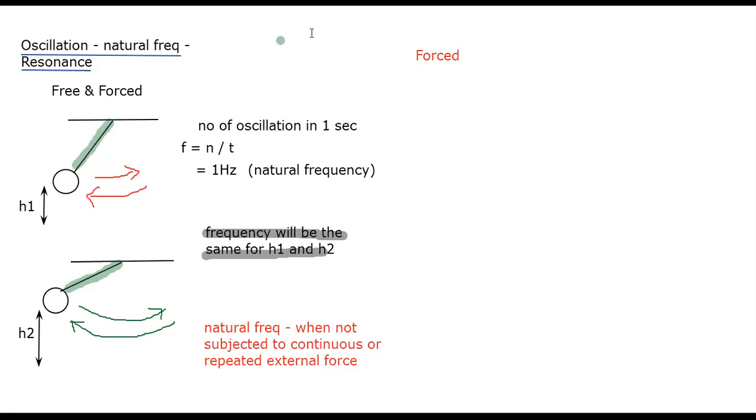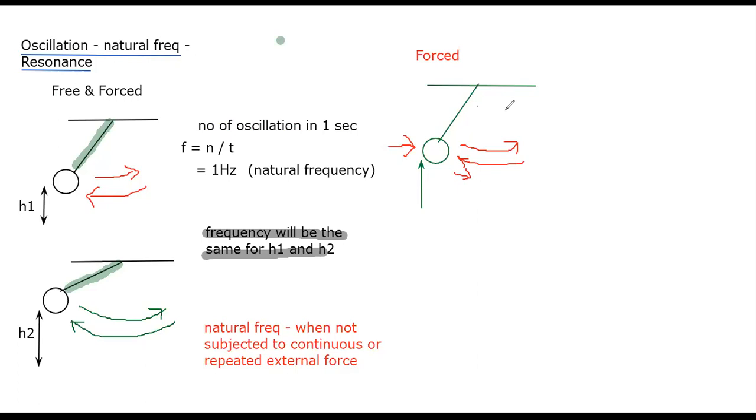Forced oscillation, for example, using the same example. We have one pendulum, the same pendulum, and I bring it to H1, a certain height. Now this time, when I let go, I let it swing. Every time it swings back here, let's say it swings here and then swings back here, the moment it starts to swing to the right again, I give it a push.